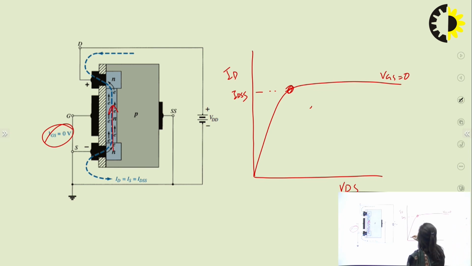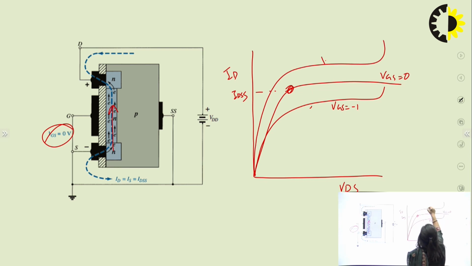And now if we apply the negative potential here, like this is VGS minus 1 and this is VGS plus 1. So this is the depletion mode, because with the application of negative voltage of VGS, current is reducing, and this is the enhancement mode. And this curve is basically the drain characteristics curve.